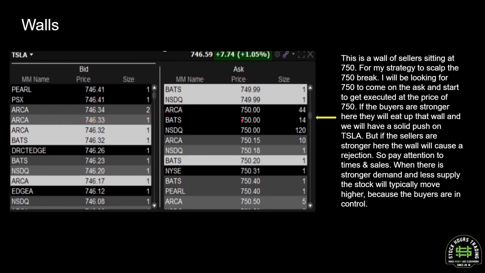You're using level 2 and times and sales to identify who's in control of the trade. Are the sellers stronger, or are the buyers stronger?